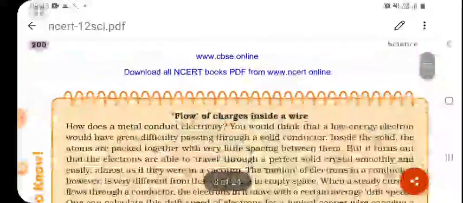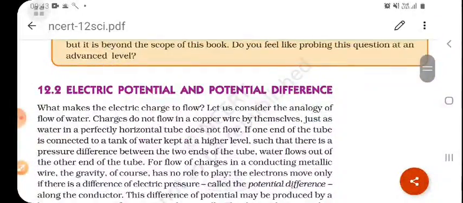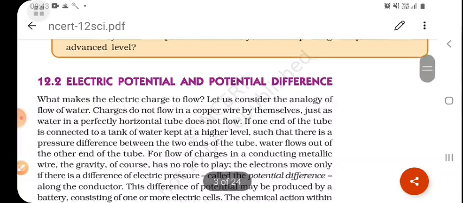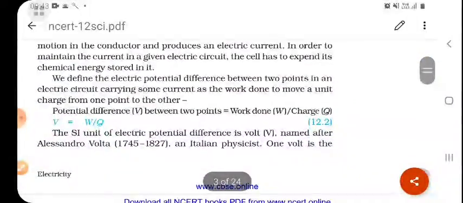Then what is the cause of this electric current? That is the flow of electrons, and this flow of electrons is caused by creating a potential difference across the two points of any conductor or electric circuit. So we have studied about the electric potential.